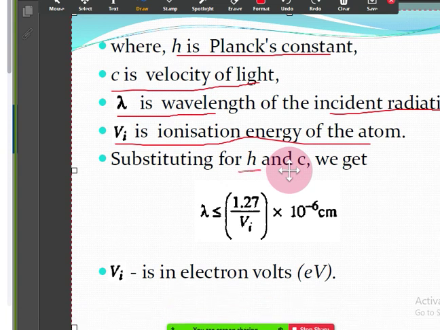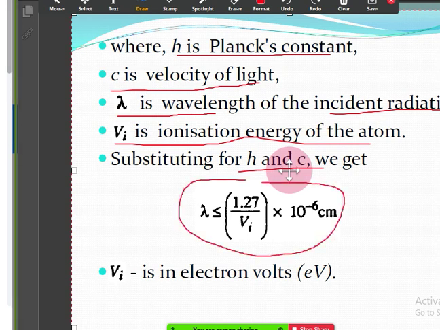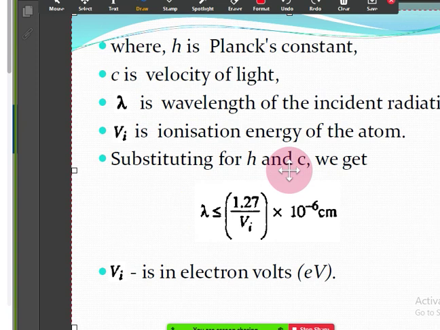So if you substitute the H and C values, you will get this relation: lambda less than or equal to 1.27 by Vi into 10 power minus 6 centimeters. That is the final relation obtained. 1.27 is a constant, 10 power minus 6 is a constant. So from this relation you can observe the wavelength and the ionization potential of the atom.